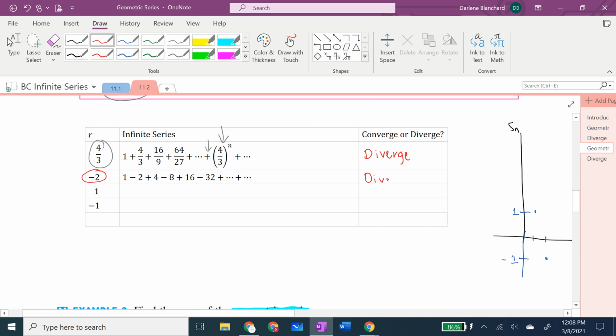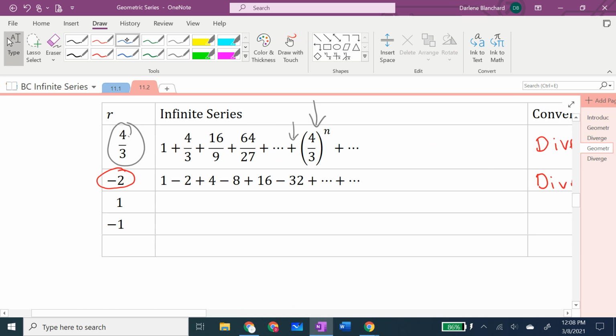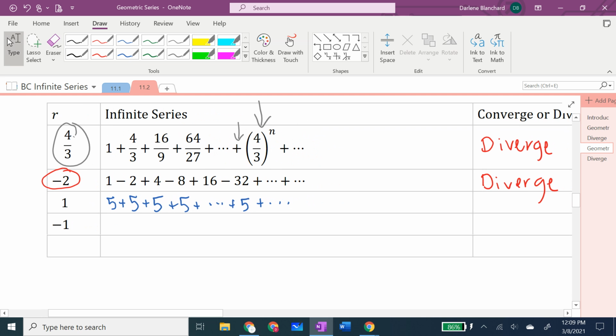But we need to take a good look at 1 and negative 1. So I'm just going to pick a starting number, let's say 5. If my r is 1, then the next term I add is going to be 5, and so is the next term, and so is the next term. I'm going to continue to add 5 over and over and over. Can you see that if r is 1, adding 5 an infinite number of times is not going to create a real number? That's heading to infinity. It will diverge.